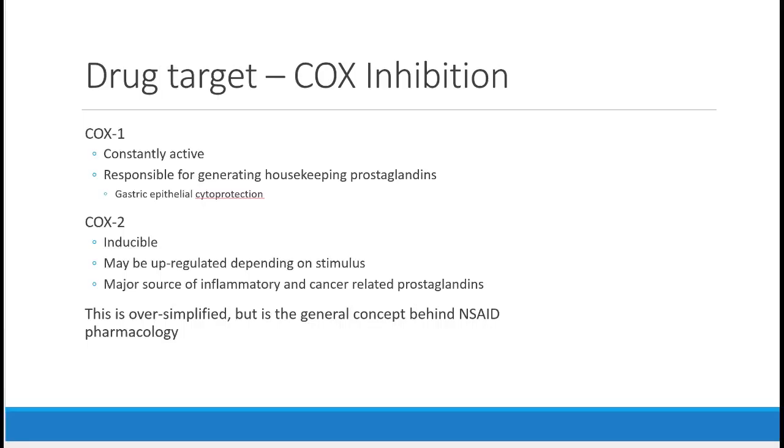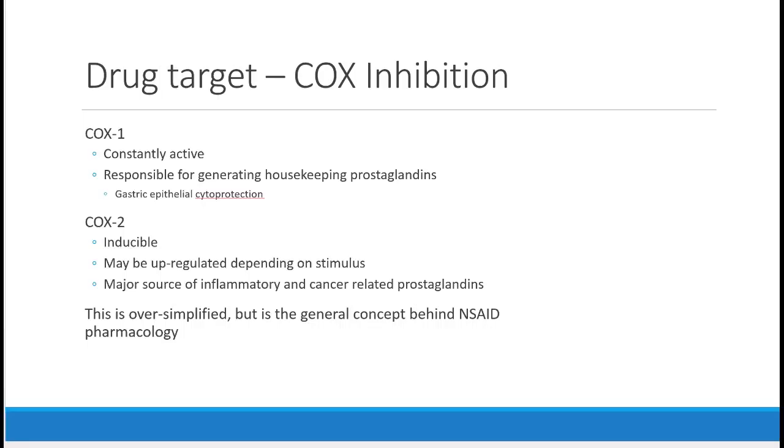It's constantly active, and it generally is responsible for keeping prostaglandins that are beneficial to the body at a steady state so that they're always available. So gastric epithelial cells particularly benefit and get cytoprotection from these prostaglandins. So if you inhibit the COX-1 enzyme, you lose some of these housekeeping prostaglandins, and specifically that can be problematic in the GI tract, where you could possibly put yourself at risk for a GI bleed.